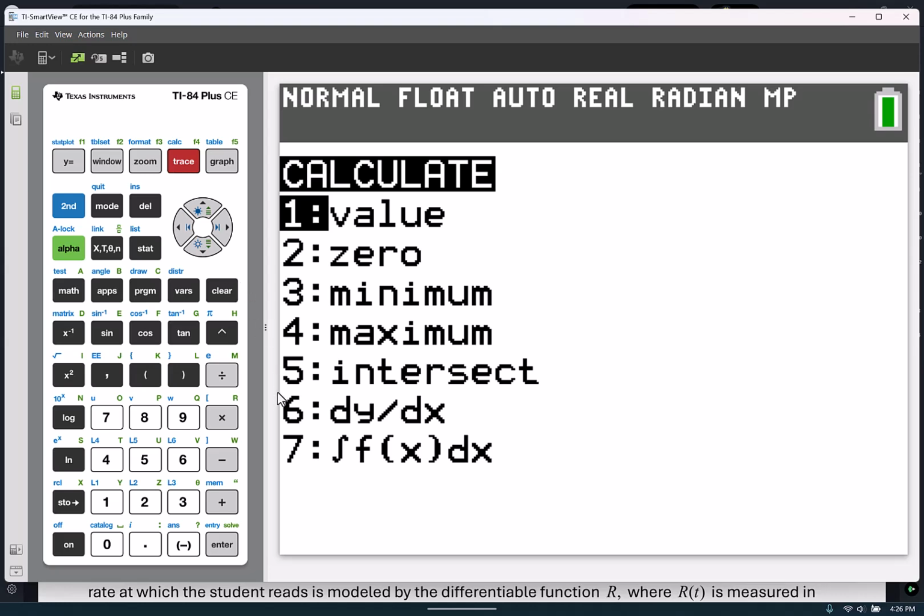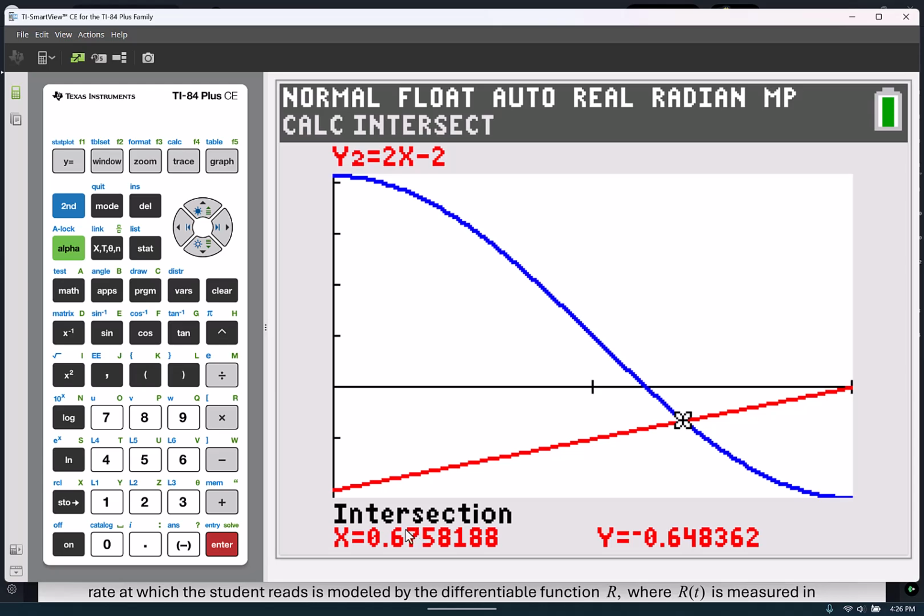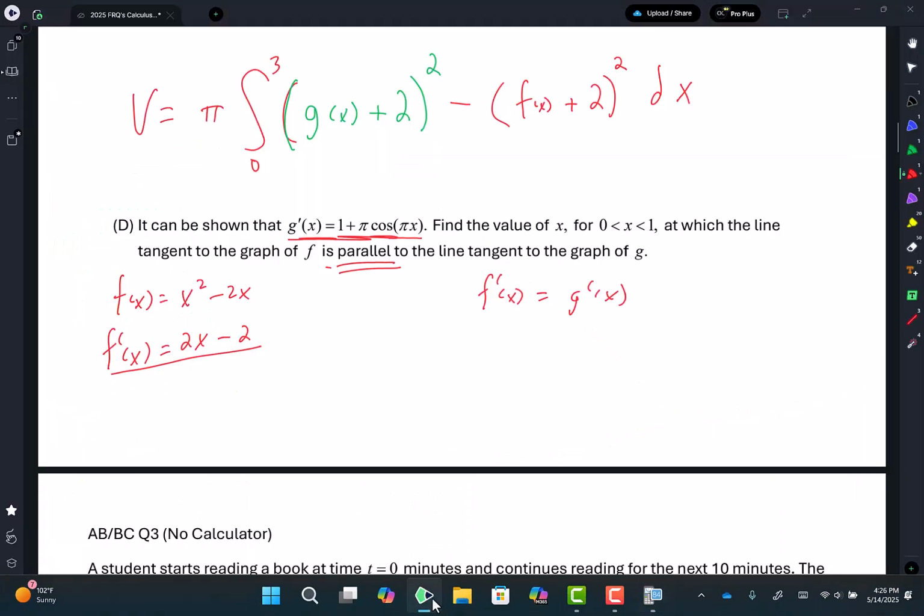Second calculate. Number 5. Thank you. Boom, boom, boom. What did you get? Perfect. That's a 1. So this happens when x equals, and then hook me up. 0.675818. Did I write it correct?